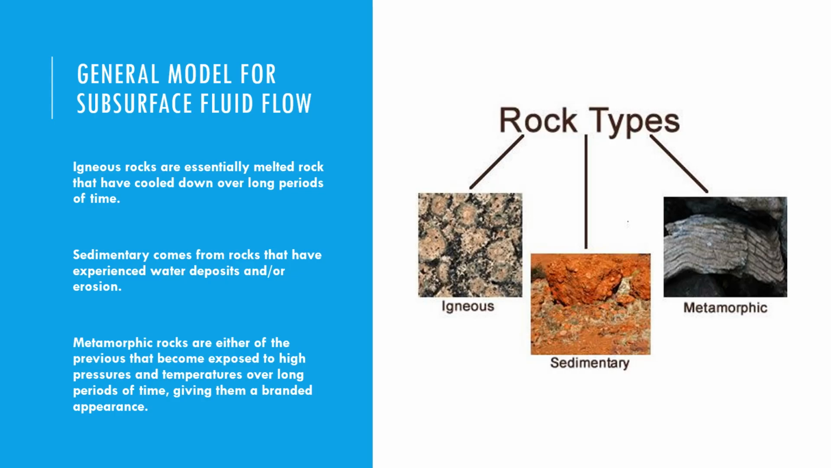Sedimentary rocks are the ones that have experienced water deposit and or erosion. That is pretty self-explanatory. And then metamorphic rocks are either igneous or sedimentary rocks that have been exposed to really high temperatures and pressures over extremely long periods of time. And that's why they have the banded appearance, as you can see on the image of the rock on the right. All of the lines you see in the middle are due to that unusually high pressure and temperature that they get exposed to over centuries.